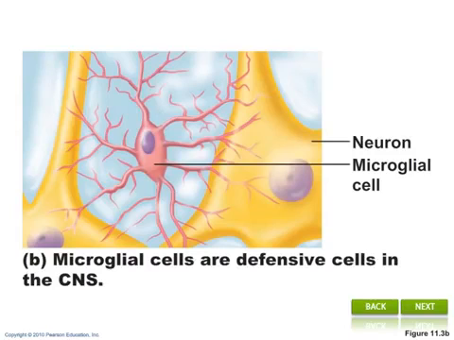Microglial cells are very small. They have kind of an elliptical nucleus and have a lot of these branching projections. The microglial cells are basically the only cells in the nervous system that are in charge of defense.